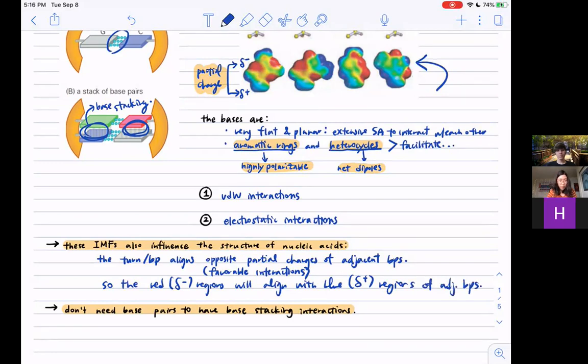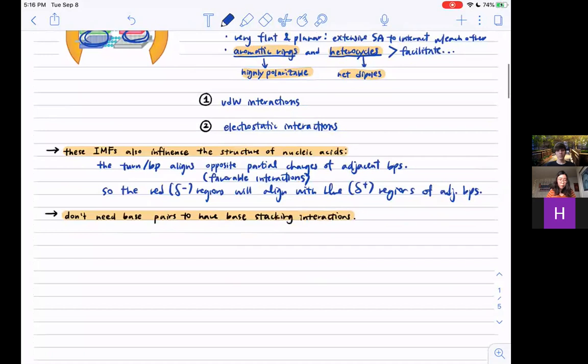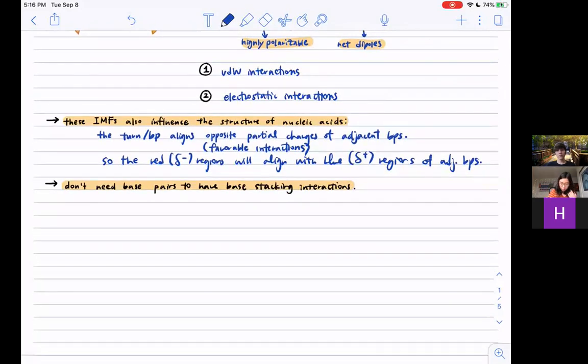Okay, and finally, you also saw in class the example of a single-stranded RNA that adopted a helical structure even though it didn't have any base pairs. So that shows you that you don't need to have base pairs to have base stacking interactions. So single-stranded nucleic acids can adopt helical structures due to base stacking.